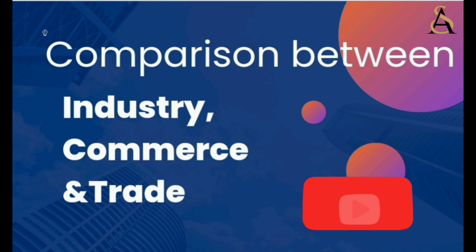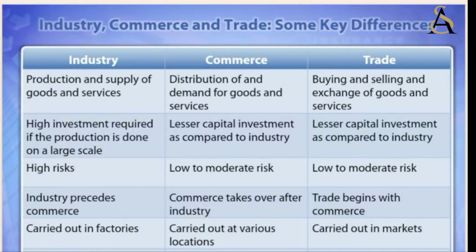Now let's see the comparison between industry, commerce and trade. Number 1, meaning. Industry means production and supply of goods and services. Commerce involves distribution and demand for goods and services. Trade, on the other hand, means buying and selling and exchange of goods and services.